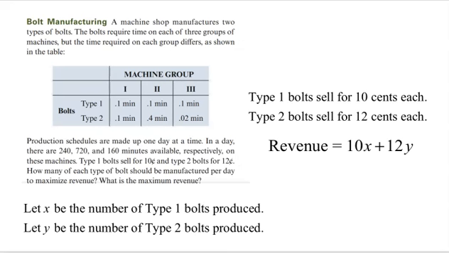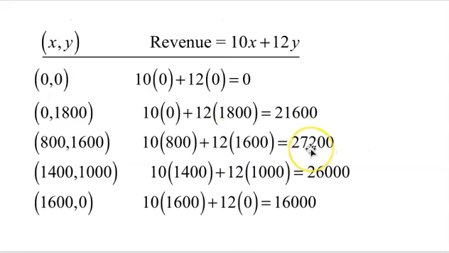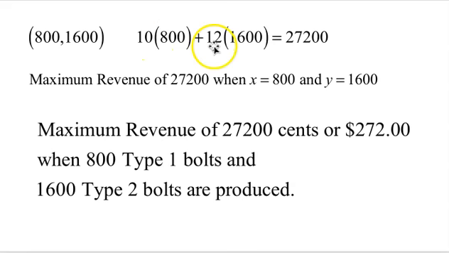Remember, here was our original question. X represented the number of type 1 bolts. Y represented the number of type 2 bolts. Type 1 bolts sold for 10 cents each. Type 2 bolts sold for 12 cents each. So 10x plus 12y represents cents. That's important for us to know. We said our maximum was 27,200 cents.